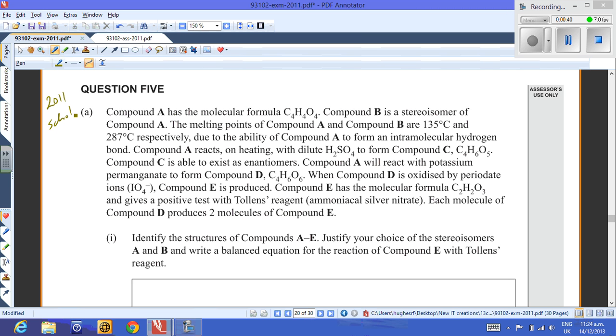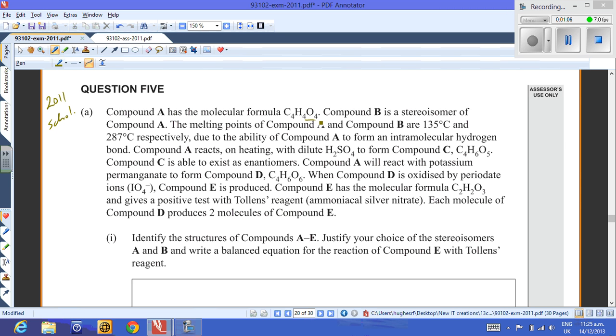So compound A has the molecular formula C4H4O4. Not much I can tell from that right now, other than to get all those 4 oxygens in there, you're going to have either lots of alcohol groups or carboxylic acid groups or aldehyde groups. So they're the main sources of functional groups that you can get lots of oxygens from for level 2, level 3 organic content that you were taught.